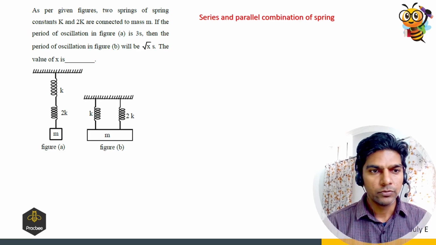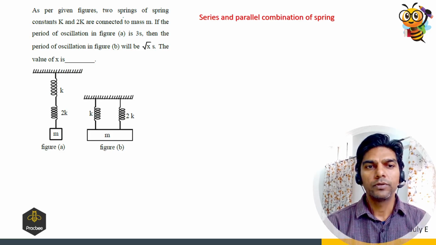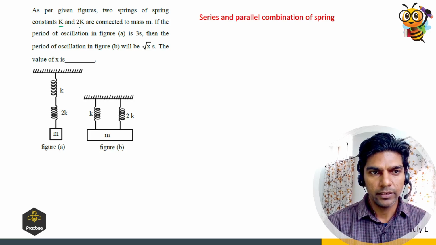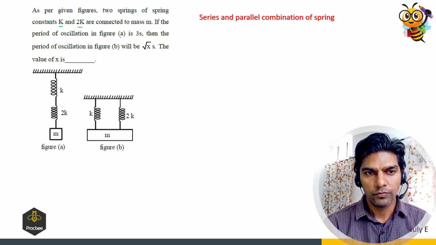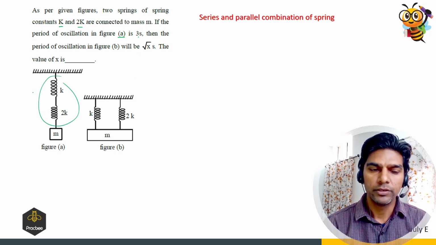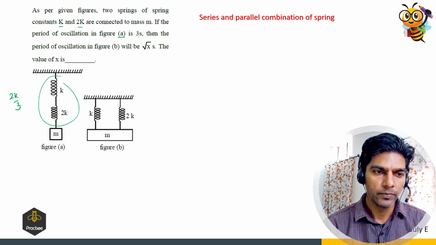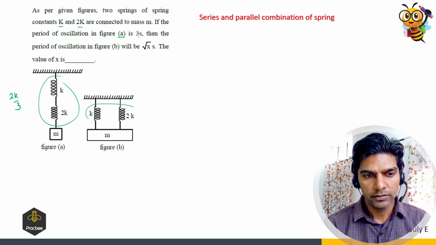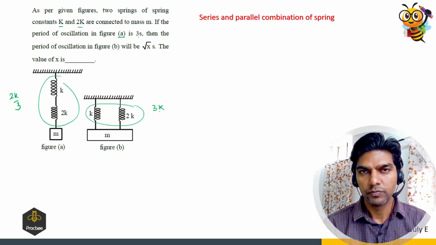Another illustration based on the same concept. As per given figures, two springs of spring constant k and 2k are connected to a mass m. If the period of oscillation in figure A is 3 seconds, then find the period of oscillation in figure B. So this is series combination, so it will be 2k by 3 equivalent spring constant, and this is a parallel combination, so that will be 3k. We have to just add them.